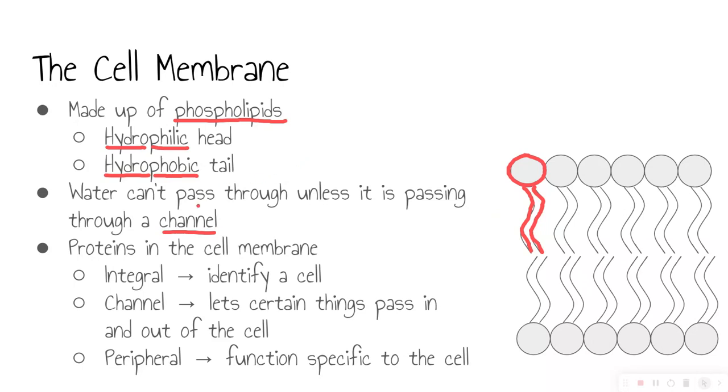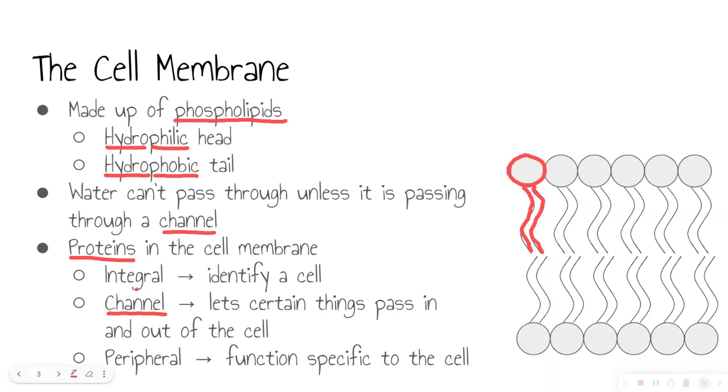But remember, we said water can't pass through unless it's passing through a channel. And proteins are going to make up these channels. We can have three different types of proteins in the cell membrane. We can have a protein channel, and that would let certain things pass in and out of the cell. So that might let ions pass in, might let water pass in.